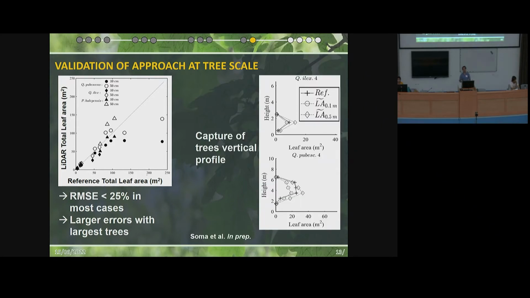Also, the vertical profile is well captured. You can see here the black crosses of the references. And there are some voxel sizes that are more adapted depending on the species. Here is an evergreen Quercus ilex, which works well at 10 centimeter voxel size. And here is a Quercus pubescens, which works well at 50 centimeters.